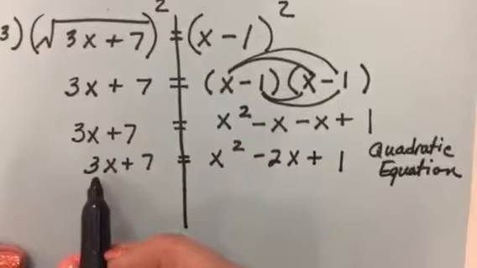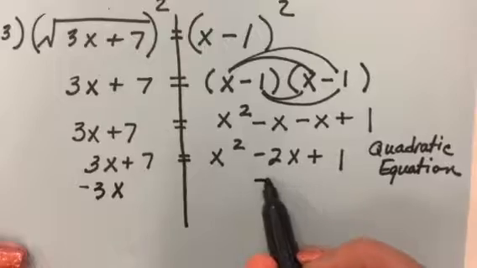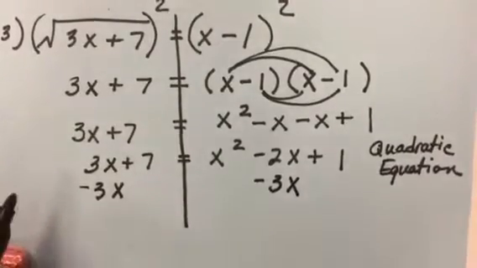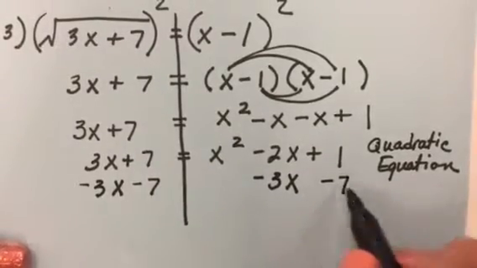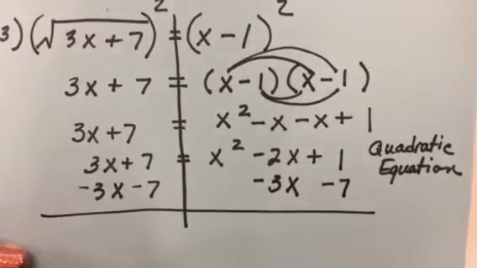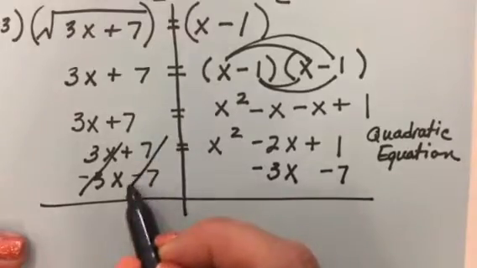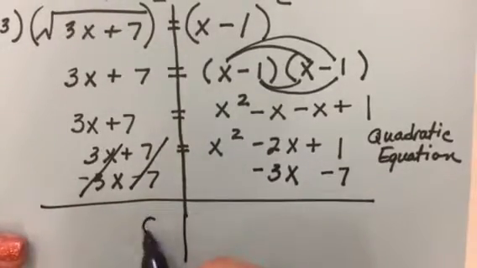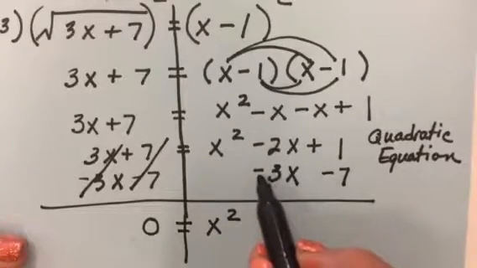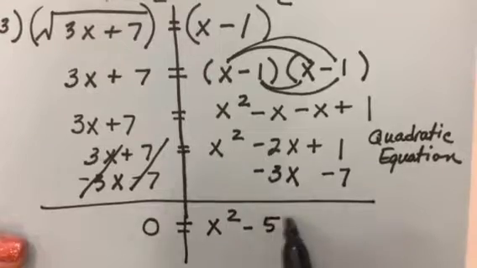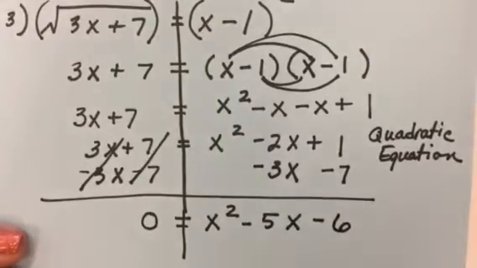So what undoes a positive 3x? A minus 3x. Now notice, I'm going to put this minus 3x under my negative 2x because those are like terms. And then my plus 7, I'm going to subtract that. I'm going to put that underneath my 1 because that's also a like term. So now let's look and see what happens. We have our 3x's which cancel, our 7 minus 7 which cancels, and then that gives us a 0 on our left side. And now on the right side we have an x squared, a negative 2x minus 3x, which gives us a negative 5x, and then a 1 minus a 7, which gives us a negative 6.